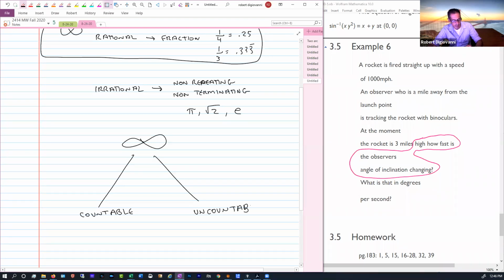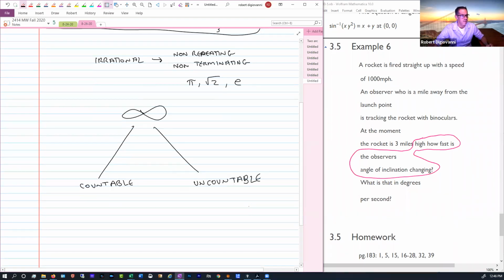So the idea of countable is this. If I just tell you to start counting, 1, 2, 3, 4, 5, that's a list of numbers that is infinite, right? It goes on forever. But you can find a systematic way to proceed through the list.